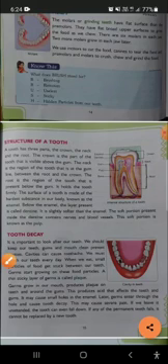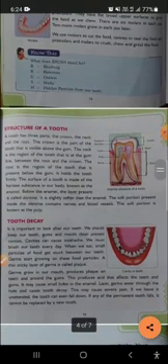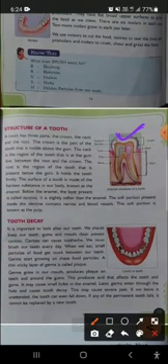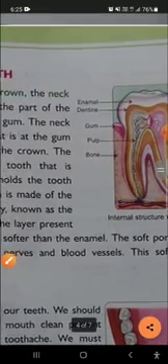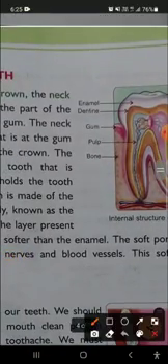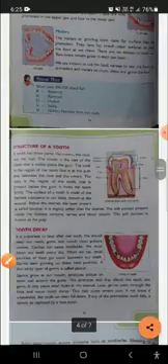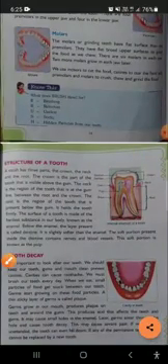The surface of a tooth is made up of the hardest substance in our body, known as enamel. Now, the surface, the white part, is made up of the hardest material, that is enamel. Below the enamel, the layer present is called dentine. Just below the enamel, it is dentine. You can see it here. It is slightly softer than enamel. It is softer than enamel if you compare it.